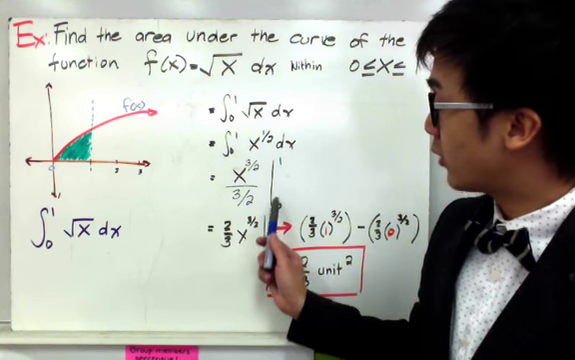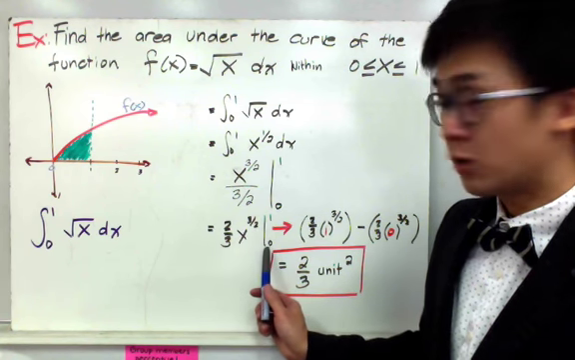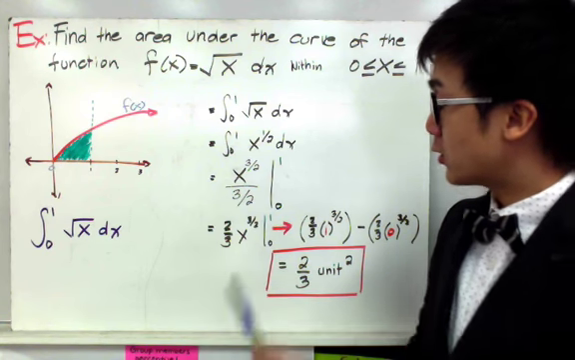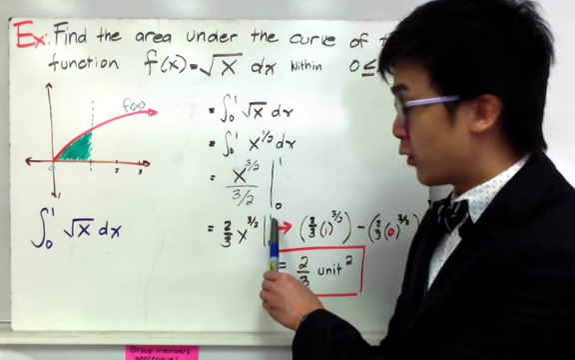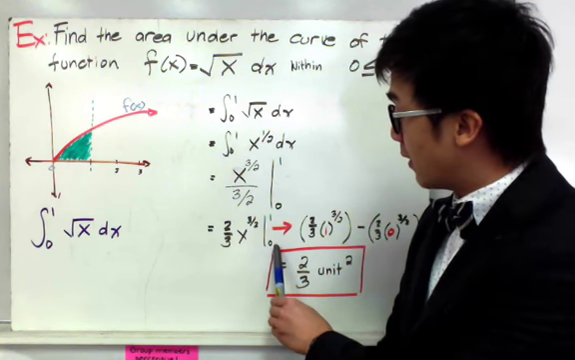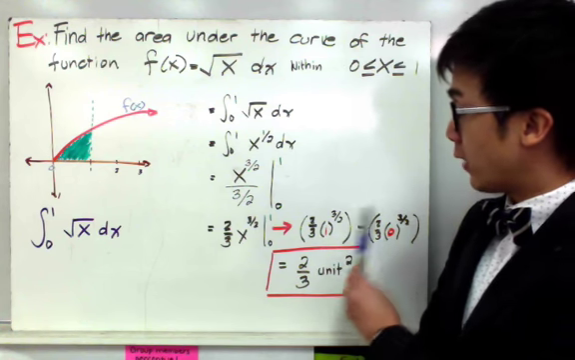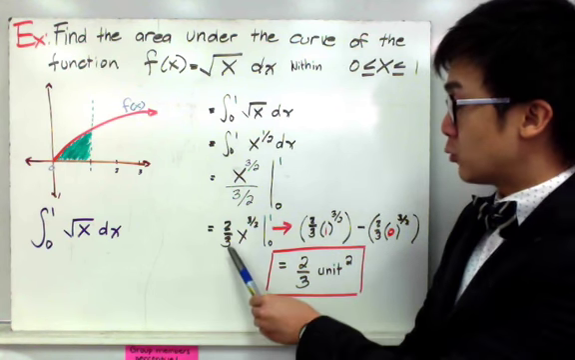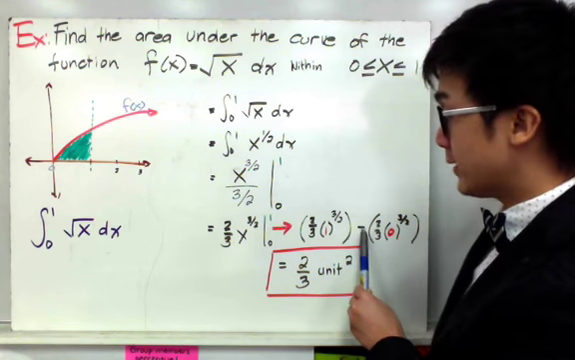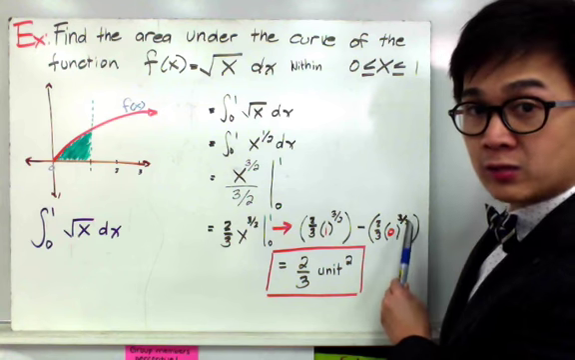So, to simplify your function, it's simply 2/3 x raised to 3 over 2 from 0 through 1. Para ma-evaluate nyo yung area under the curve, you simply substitute the value of your upper limit to your x minus by the substitution of your lower limit to x para makuha nyo yung area under the curve. So, meron ka ngayong 2/3 times 1 raised to 3 over 2 minus yung lower limit which is 2/3 times 0 raised to 3 over 2.